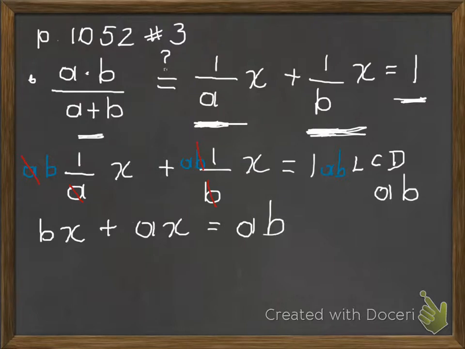Now you see we have a common factor here. X is a common factor. It's common to both terms. So in the last chapter, you studied how to take out a common factor. We take that x out. If we take the x out of the first term, we're left with b. Take the x out of the second term, we're left with a. And now b and a are sharing that x. So we have x multiplied by b plus a, and that's equal to ab.